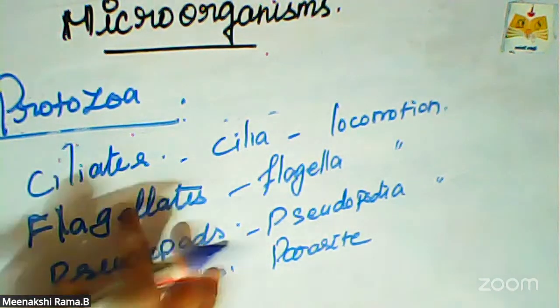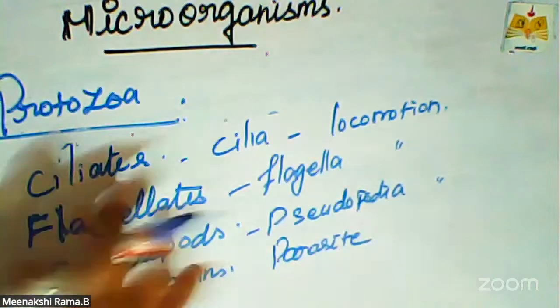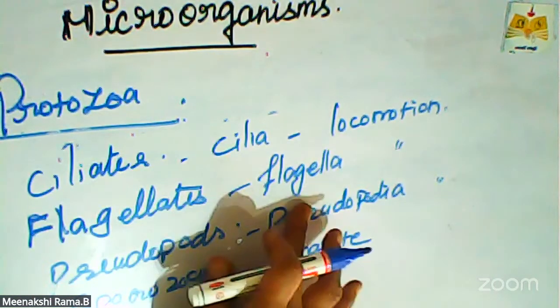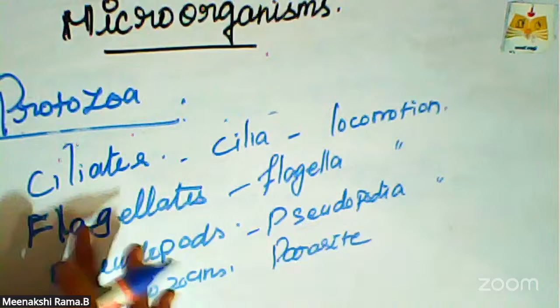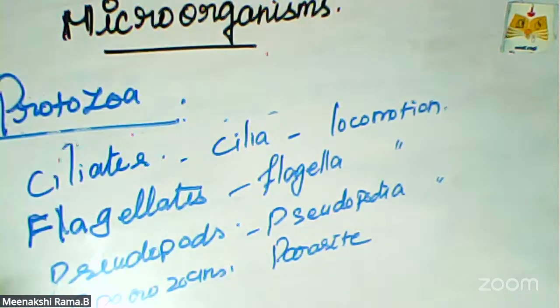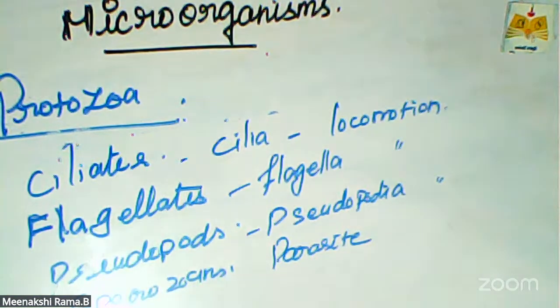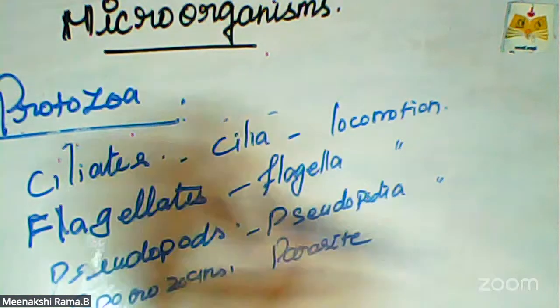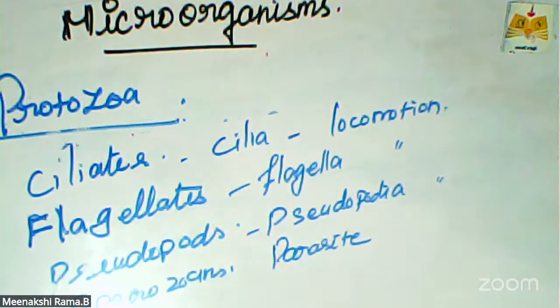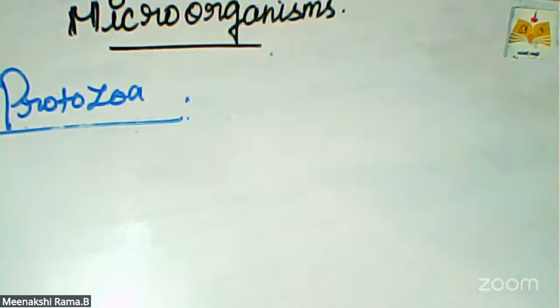Cilia variety protozoa use cilia for locomotion. Flagella variety protozoa use the flagella part for locomotion. The third type, pseudopodia, uses the pseudopodia part for locomotion. Sporozoan is the parasite category. Okay. So these are all the details of protozoa. What is the cell structure of protozoa? The structure of protozoa: yes, amoeba.